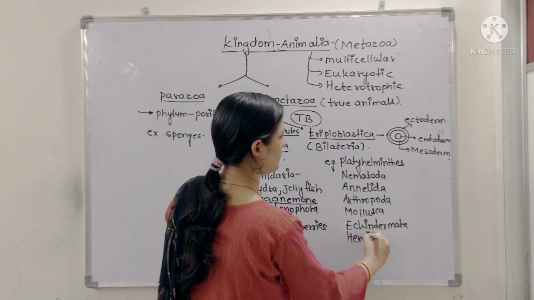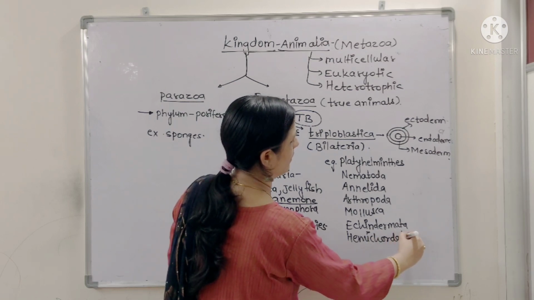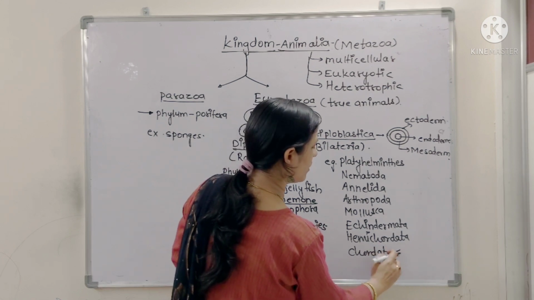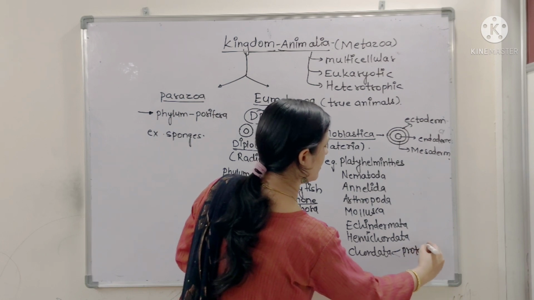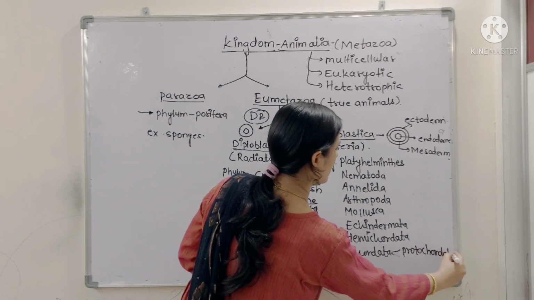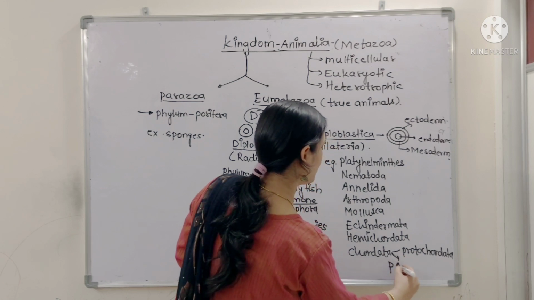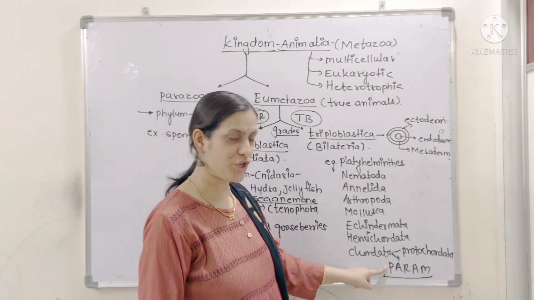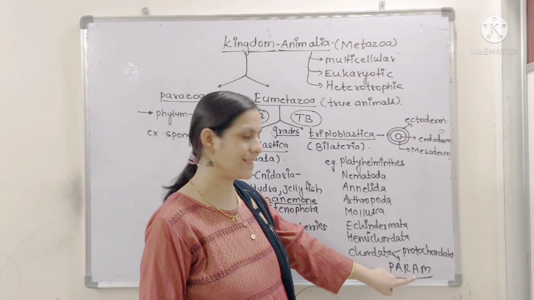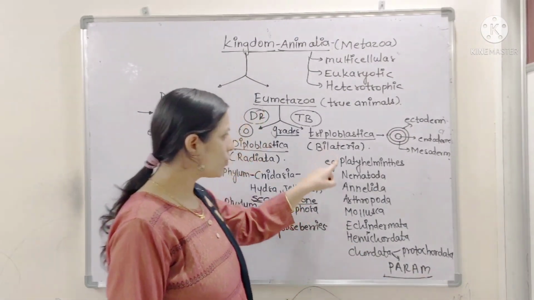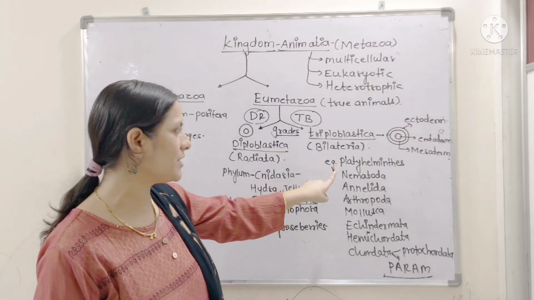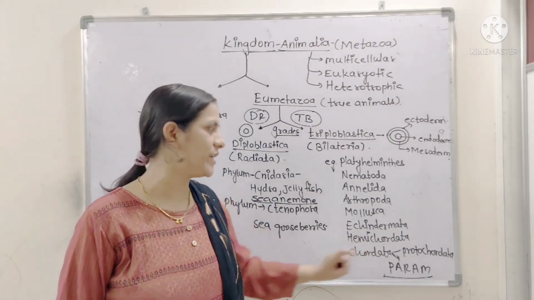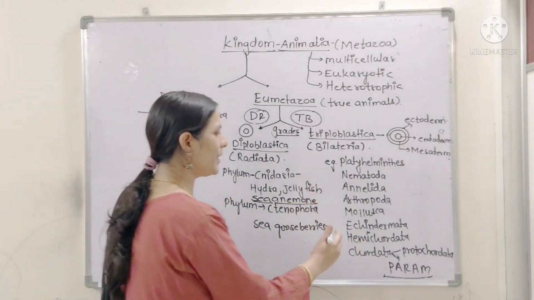Hemichordata and Chordata. And Chordata includes protochordates and Pisces, or what is this? P stands for Pisces, fishes, then amphibians, reptiles, aves and the mammals. So the first triploblastic phylum, or the first bilaterally symmetrical phylum, is Platyhelminthes, and it ends somewhere in the phylum Chordata. A few exceptional cases you will get.